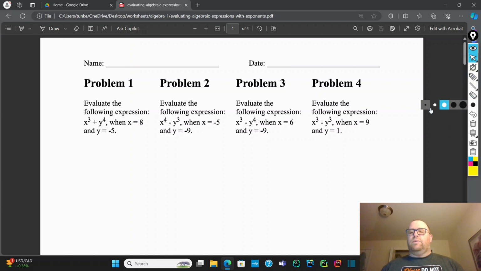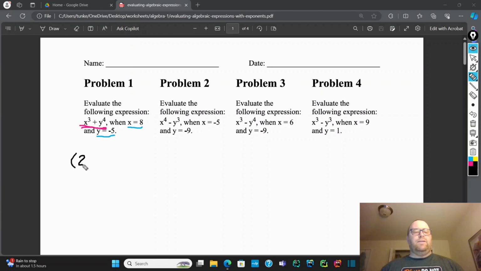Okay, so the first one here we have the algebraic expression x cubed plus y to the fourth. So x cubed plus y to the fourth. Okay, in this case, x is going to equal 8. Y is going to equal -5. So what we're going to do is where x and y are, we'll plug in those numbers.